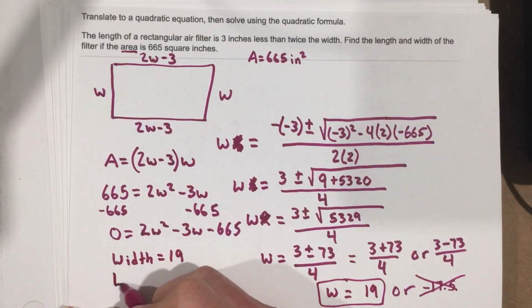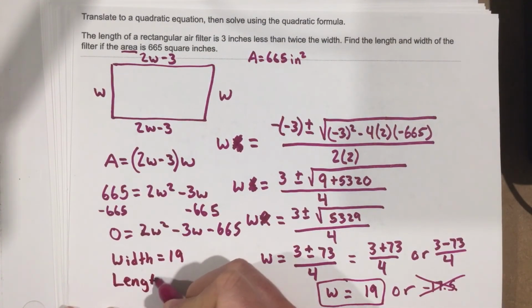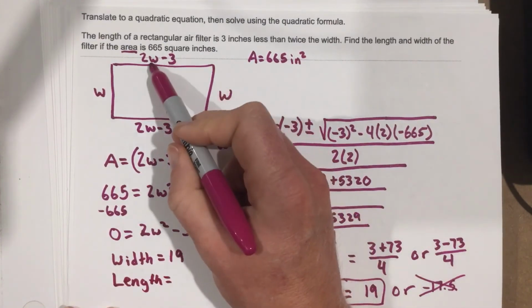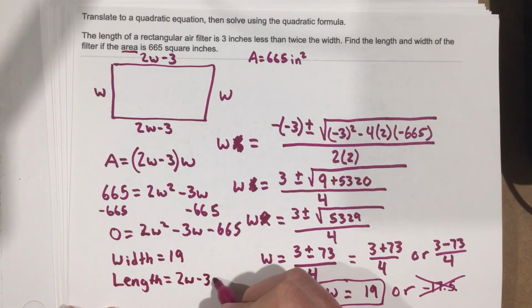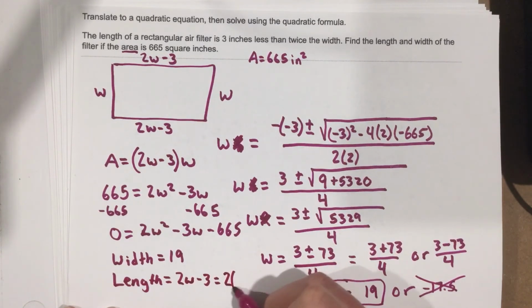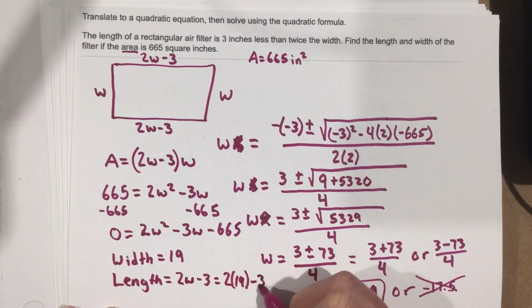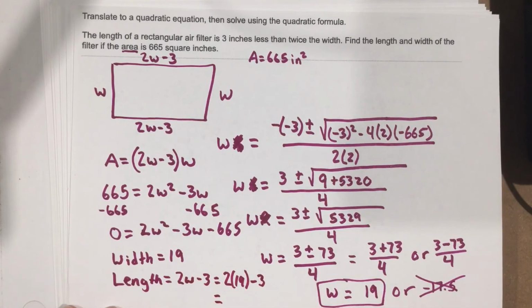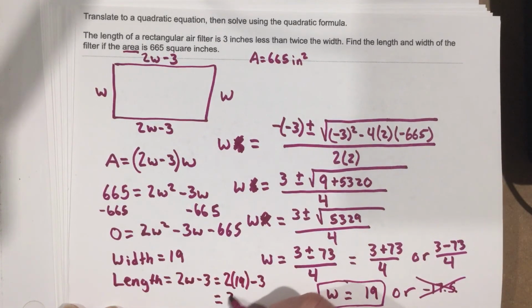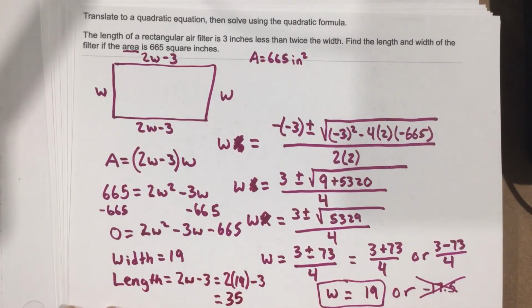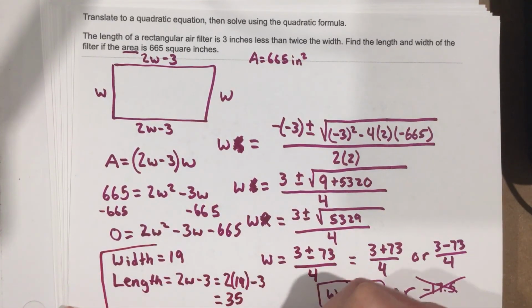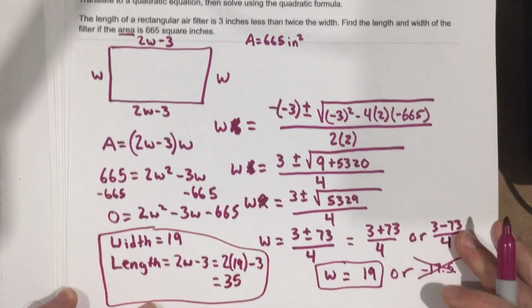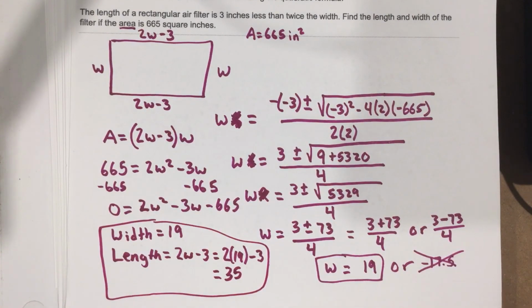So the length is going to be, well, they told us the length was 2w minus 3. So 2w minus 3, which is equal to 2 times 19 minus 3, which is equal to 2 times 19 is what, 38 minus 3, 35. So our answers are width of 19 and length of 35. Hope that makes sense.